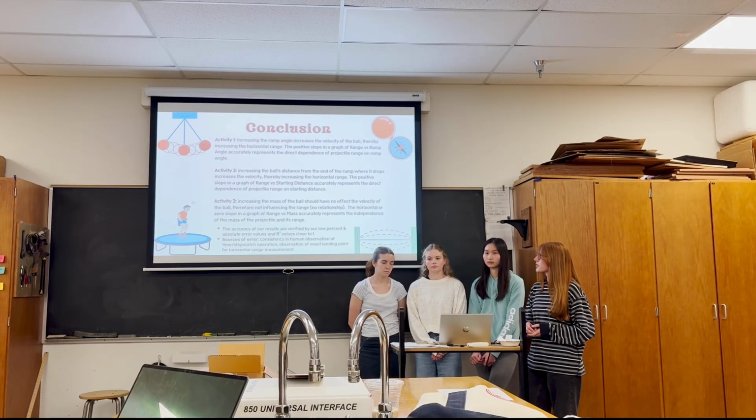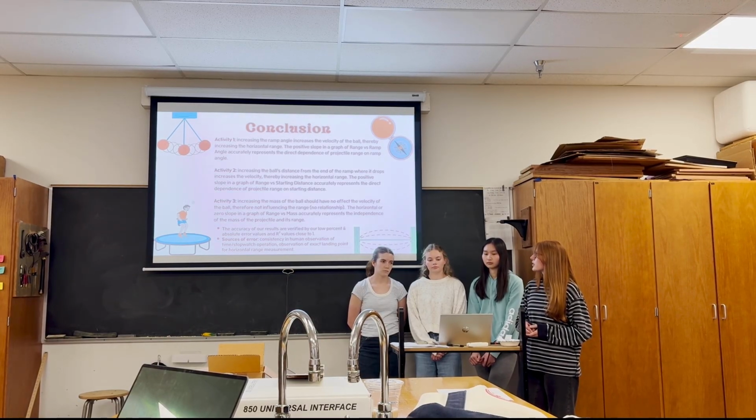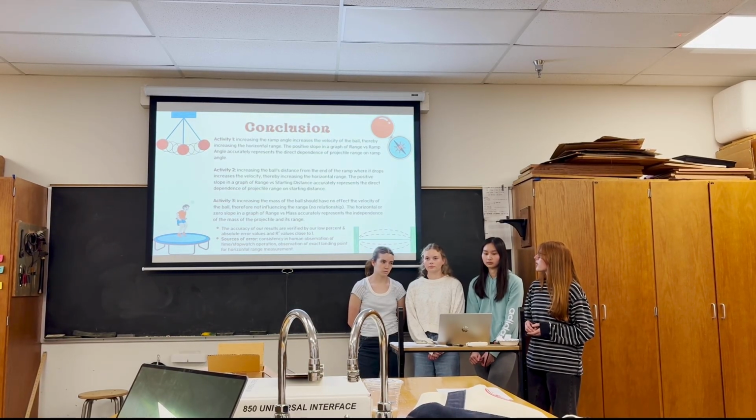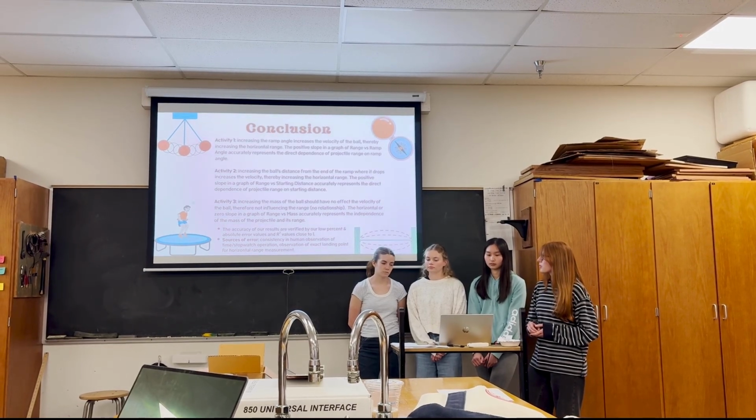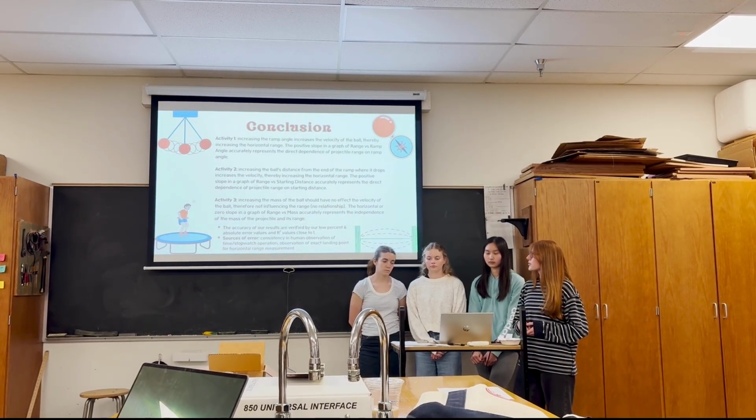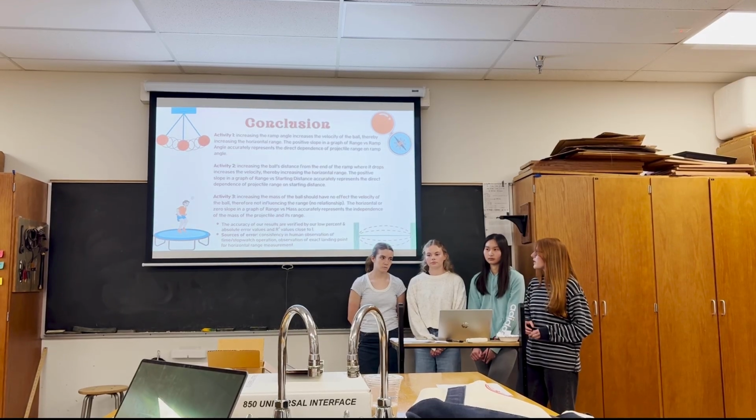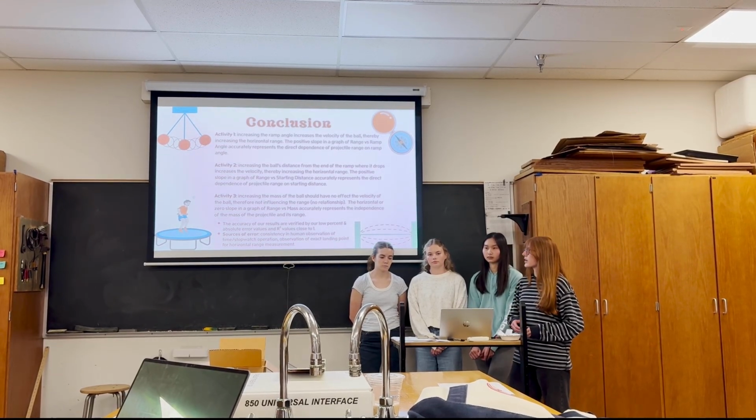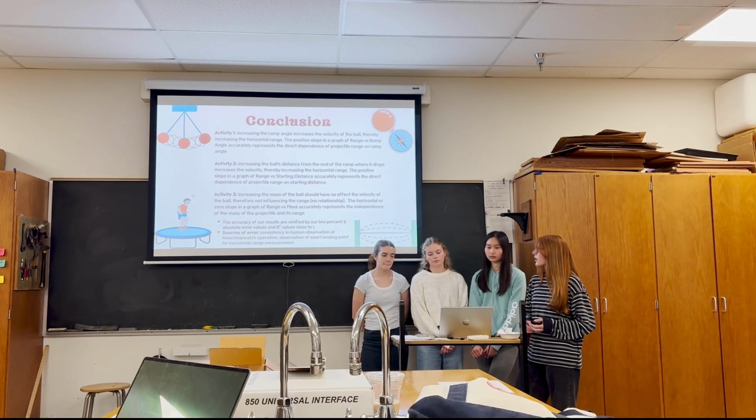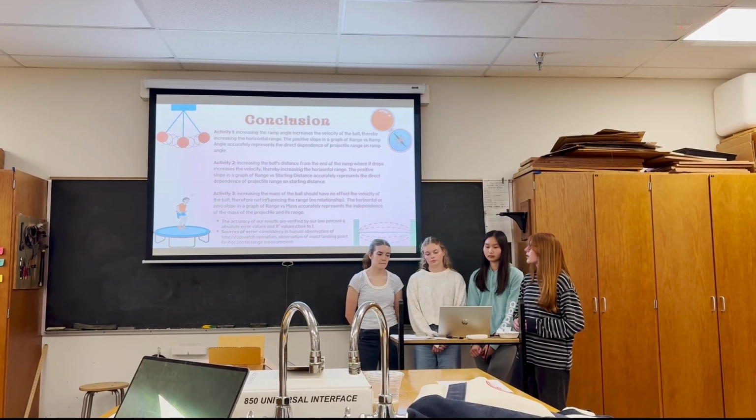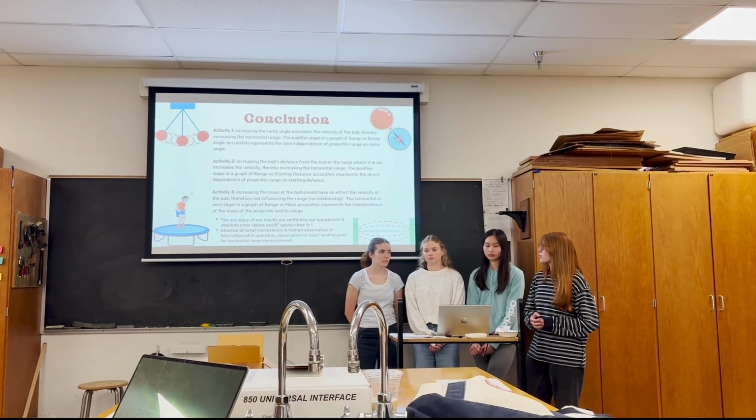And in activity 3, increasing the mass of the ball should have no effect on the velocity of the ball, therefore not influencing the range. The horizontal or 0 slope in a graph of range versus mass accurately represents the independence of the mass of the projectile and its range. The accuracy of the results of all of our activities are verified by our low percent or absolute error values and R-square values that were close to 1.